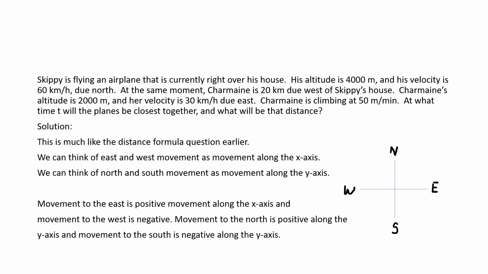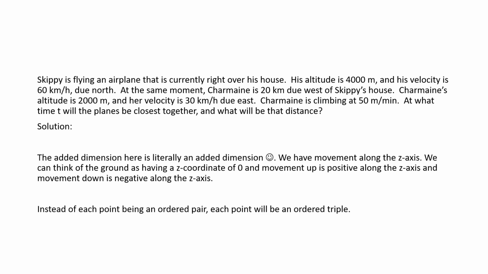Well, much like a distance question in 2 dimensions, we're going to determine coordinates for each of the moving objects as a function of time. So we're going to say that east and west movements along the x-axis, north and south movement is along the y-axis. Movement to the east will be positive, and movement to the west will be negative. Movement to the north will be positive, and movement to the south will be negative.